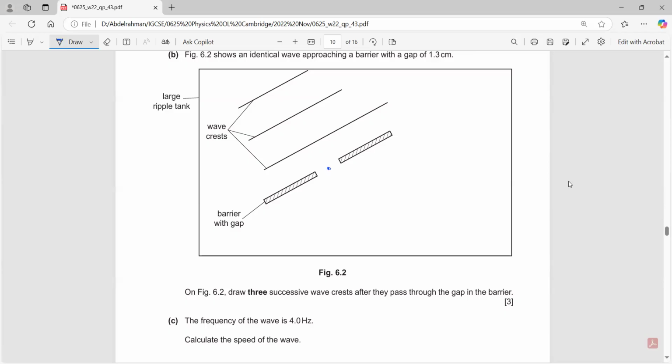Drawing the three circular waves using our compasses. Again, he said draw three successive waves, so open up the compass to the first. You have the pointy edge in the center of the gap, open it up to the first wave, and then draw a semicircle on this side, and then open up the compass to the second and draw another semicircle. Again, you're using a compass, so it has to be very accurate.